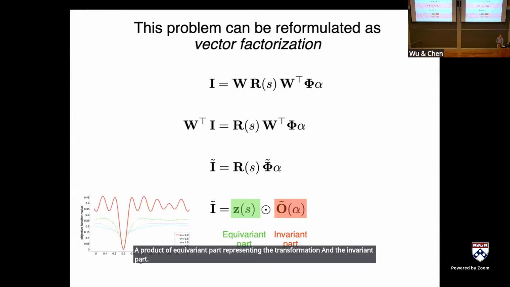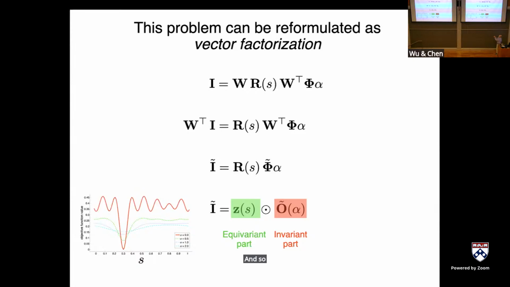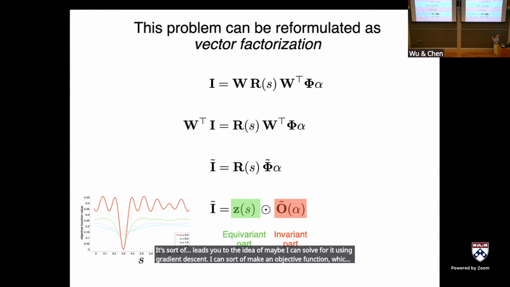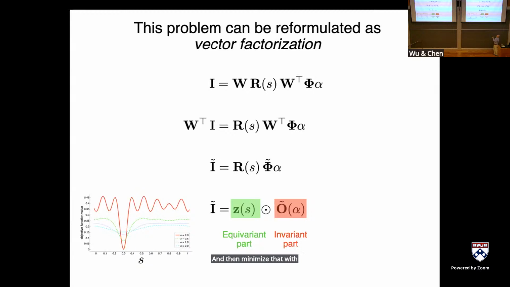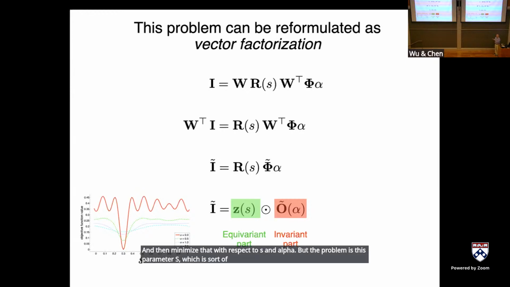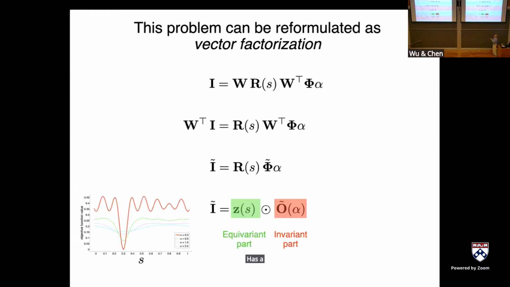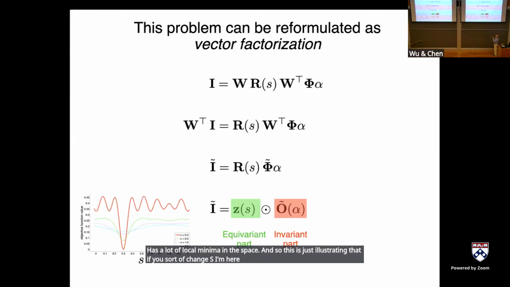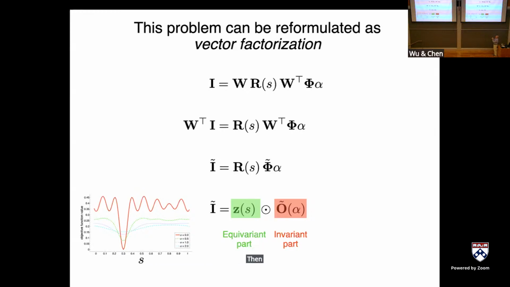Okay, and so the important point to mention here is that when you look at this form of the optimization, it leads you to the idea of maybe I could solve for it using gradient descent. I could make an objective function, which is something like this minus this, and then minimize that with respect to S and alpha. But the problem is this parameter S, which is where I am along the manifold, has a lot of local minima in the space. This is just illustrating that if you change S here in this objective function, you see all this wobbly behavior. So if you start here, you're going to end up there, and where you want to be is there. And so it turns out that doesn't work.